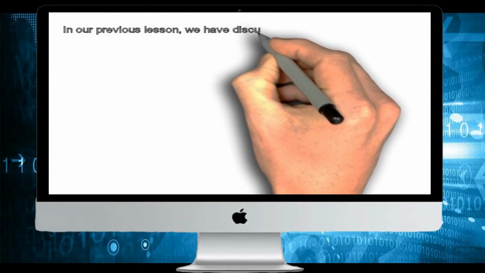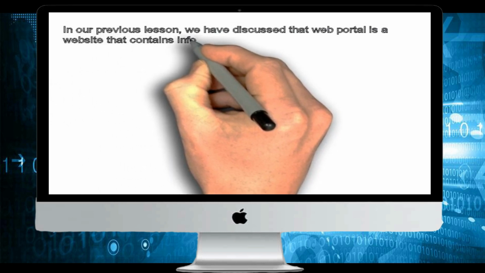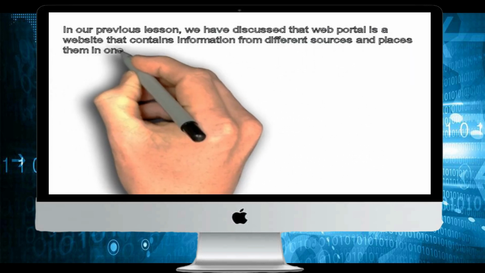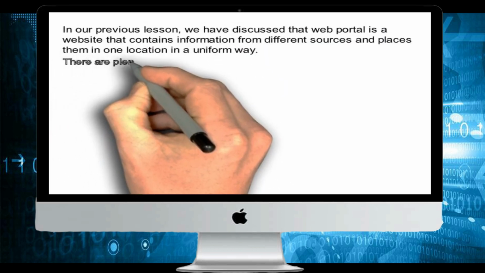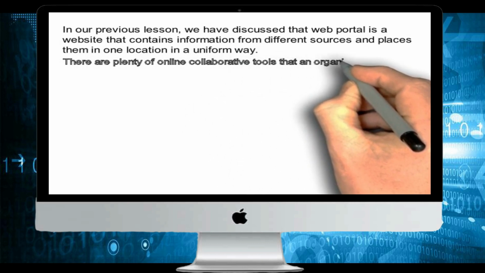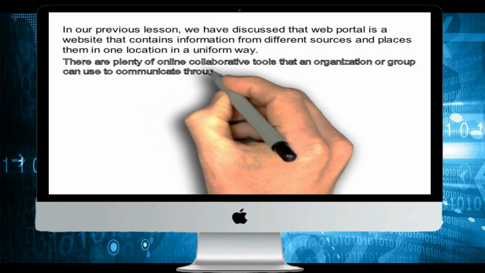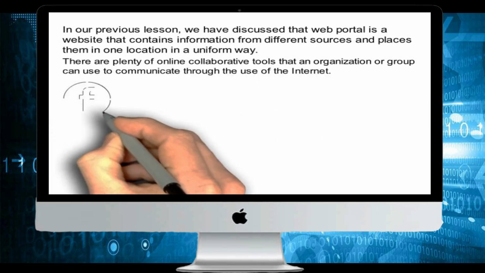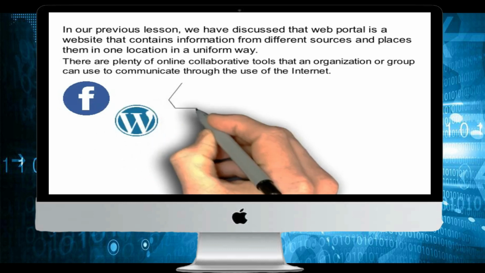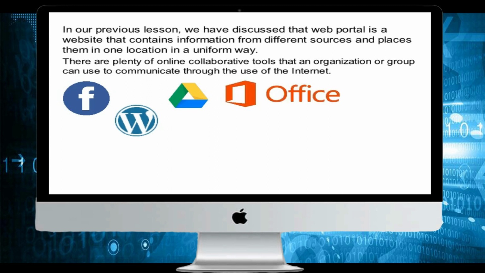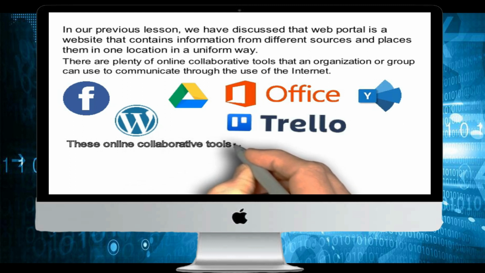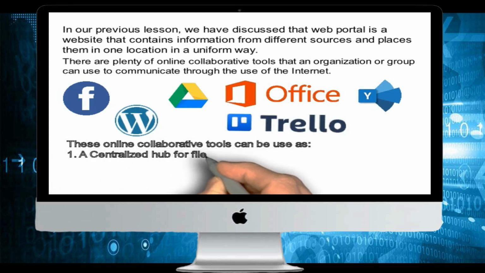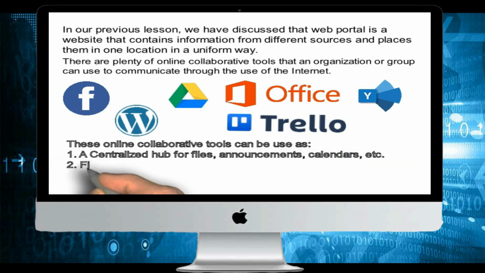In our previous lesson, we discussed that the web portal is a website that contains information from different sources and places them in one location in a uniform way. There are plenty of online collaborative tools that an organization or a group can use to communicate through the use of the internet. Facebook, WordPress, Google Drive, Microsoft Office, Yammer, and Trello are some examples that can be used as a tool for online collaboration. These online collaborative tools can be used as a centralized hub for files, announcements, and calendars, file sharing, hosting online meetings, and live chat.